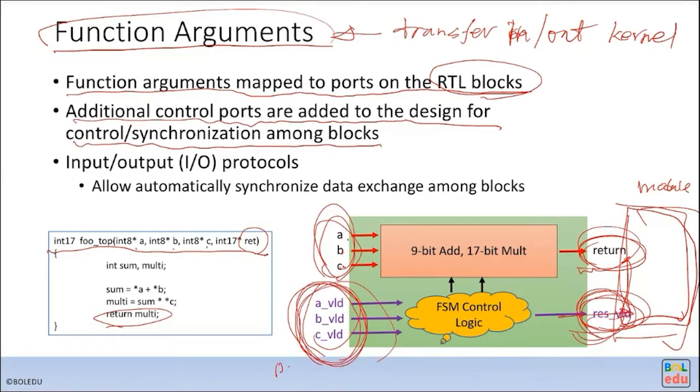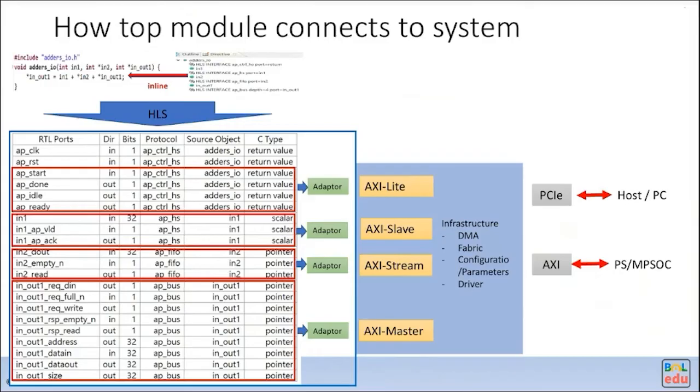You use a pragma, and you can specify the interface, what kind of protocol you want to use. Every type of argument has its default interface protocol. You can simply use the default one, or you can specify your own. So the function argument is how you communicate with the host.